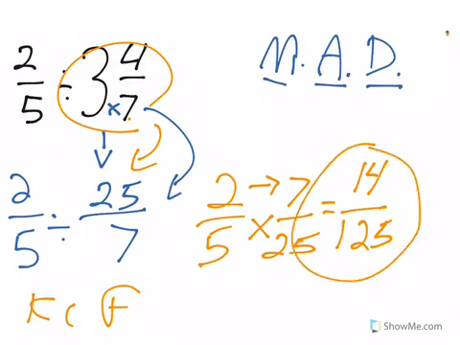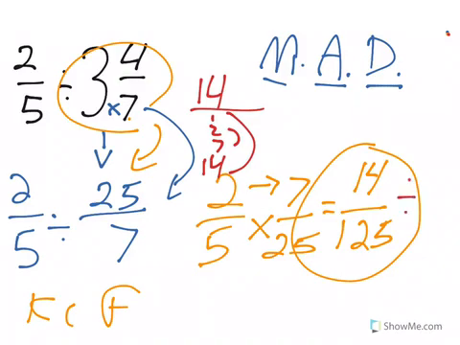I have my answer, but I want to see if it's in simplest form. So I'm going to show you. I haven't shown you this in a video yet, although we've talked about it in class. I'm going to look at 14, and I'm going to make a little tree here. I'm going to see what numbers go into 14. I know 1 times 14, 2 and 7, and that's it, right?